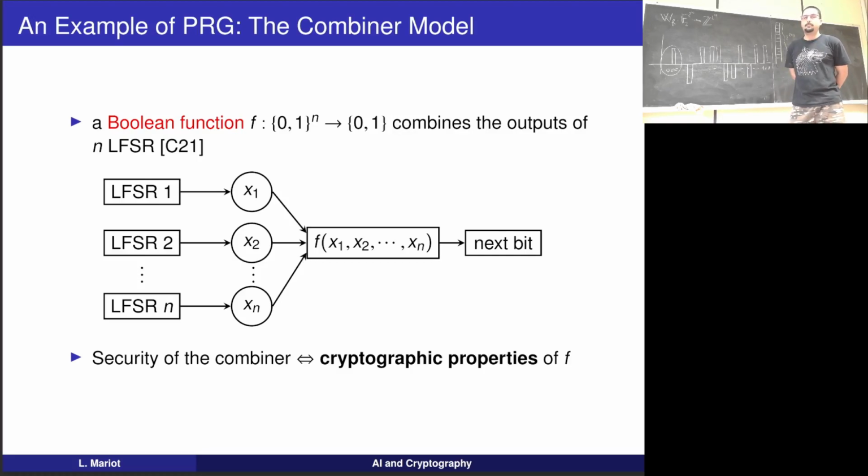You can have it both ways: they are initialized with the same seed, or you can have a larger seed and then chop it up into smaller ones, depending on the size of these linear feedback shift registers. So you have both possibilities in that way.